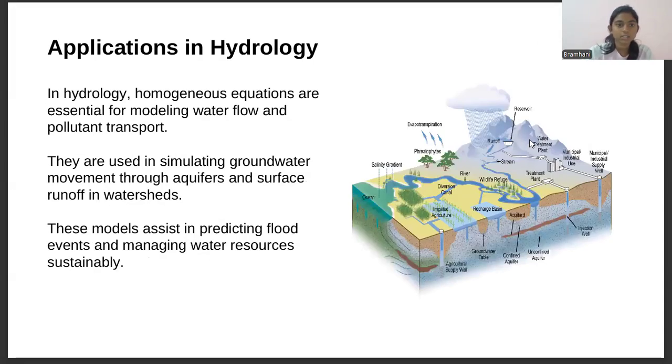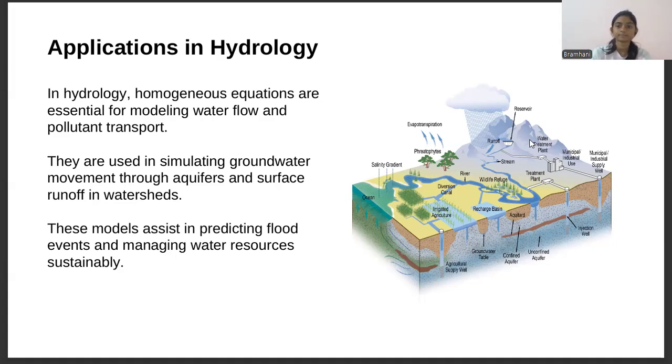Application in hydrology. In hydrology, homogeneous equations are essential for modeling water flow and pollutant transport. They are used in simulating groundwater movement through aquifers and surface runoff in watersheds. These models assist in predicting flood events and managing water resources sustainably.